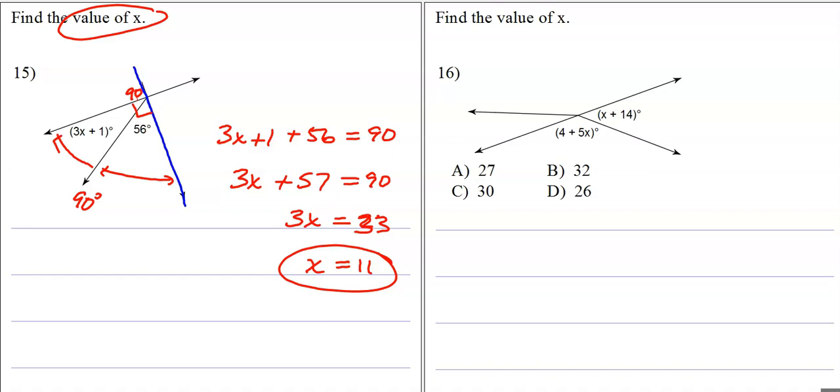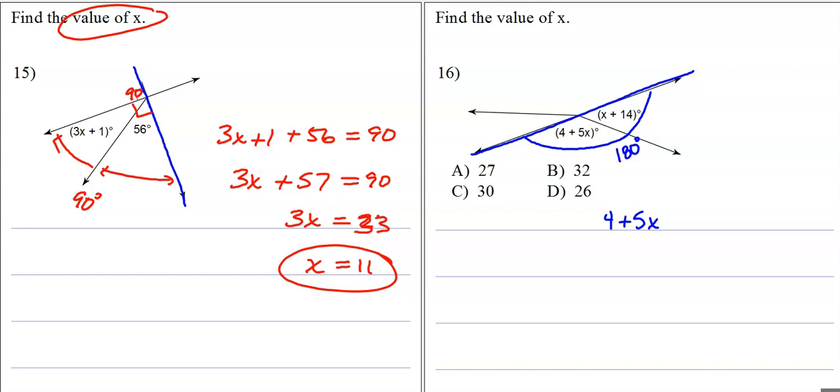All right, number 16. The only angles that are important are this angle, this big obtuse angle, and then this little acute angle. Now, they're definitely not equal to each other. One's obtuse, one's acute. But they do form a straight line. They also form a semicircle, half a circle. So it's 180 degrees. So let's add these two up.